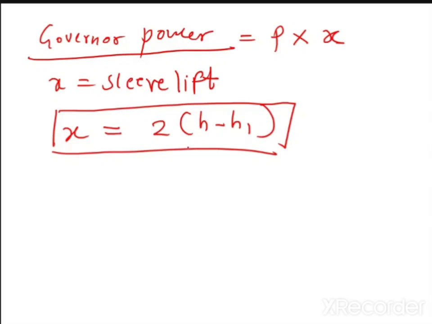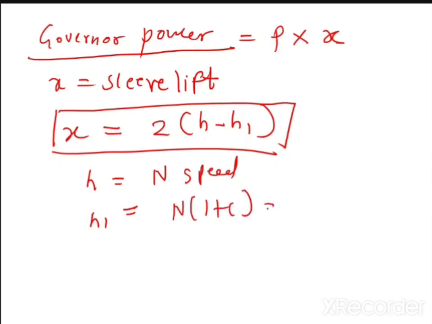Now what is this H? H is equal to the governor height at N speed. And H1 is nothing but the governor height at N into (1 plus C), which means the increased speed. क्लिअर झालं? म्हणजे जेव्हा तुमचं स्पीड इन्क्रीज झालं तेव्हा हाईट किती होती H1. जेव्हा तुमचं स्पीड डिक्रीज झालं तेव्हा हाईट किती होती? H होती, N होती तुमची, H होती. मग स्लीव लिफ्ट आपण कसा कॅल्क्युलेट करतो? X is equal to 2 into (H minus H1). Is it okay?